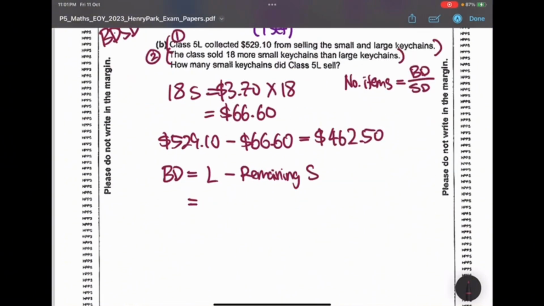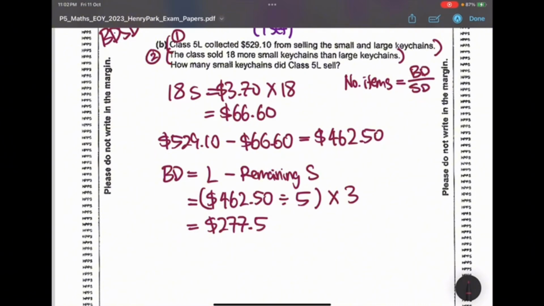And how can I find that? If each large keychain is 4 times the cost of a small keychain, what I can do is simply take $462.50 divided by 5, which is 4 units plus 1 unit. So when I divide it by 5, what I want to do next is to multiply it by 3. Okay, to find the difference between the 4 and the 1. Alright, and that will be 3 units, right? $462.50 divided by 5. Okay, and multiplying that by 3, that would give me $277.50. Alright, so this is my big difference.